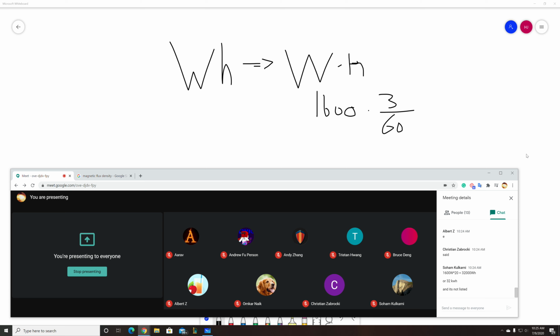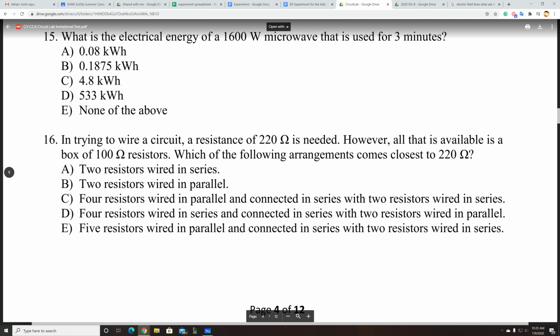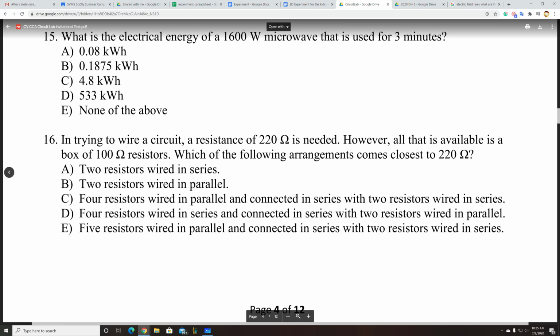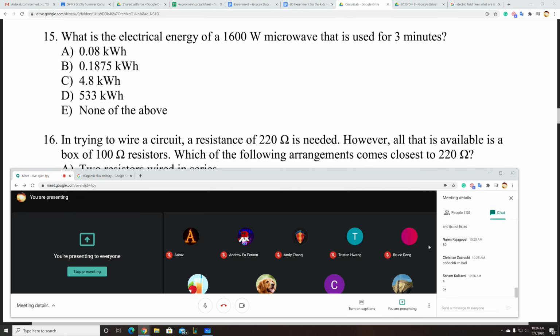That's all it means. Think about it. Watt hours. It's just kilowatt hours, same thing. Kilo just means times 10 to the power of 3. Yeah, that's pretty much it.